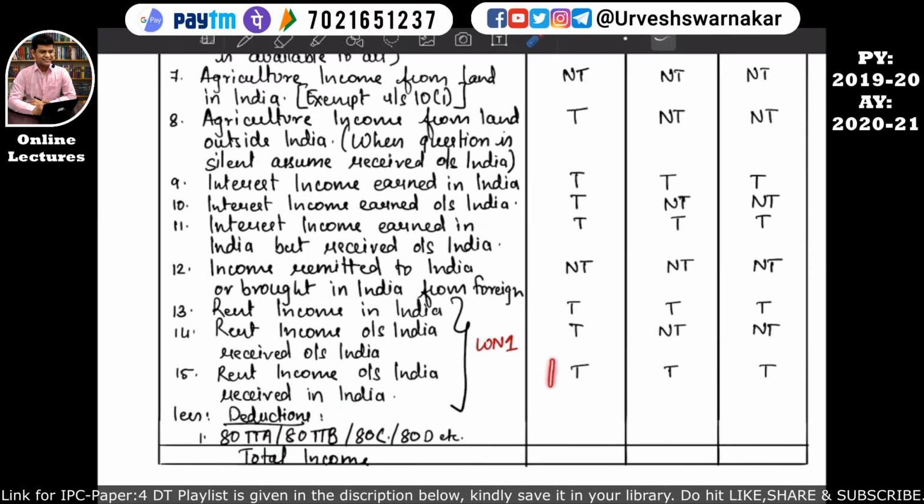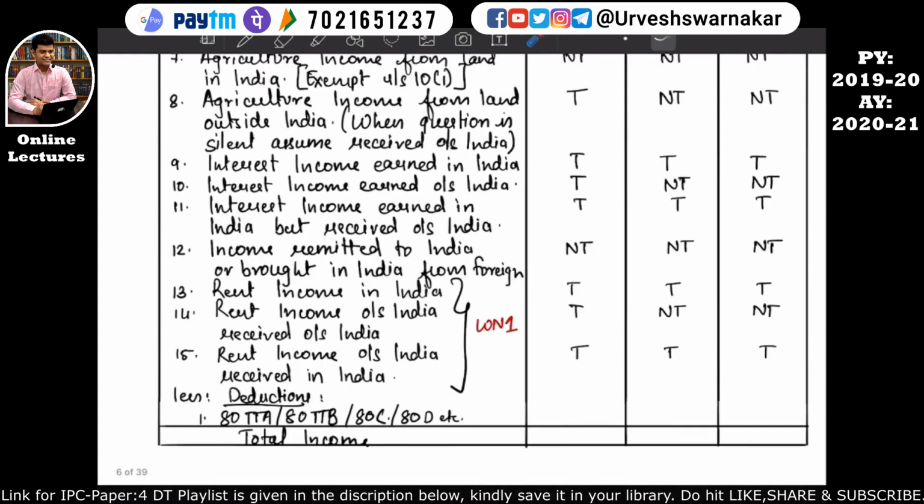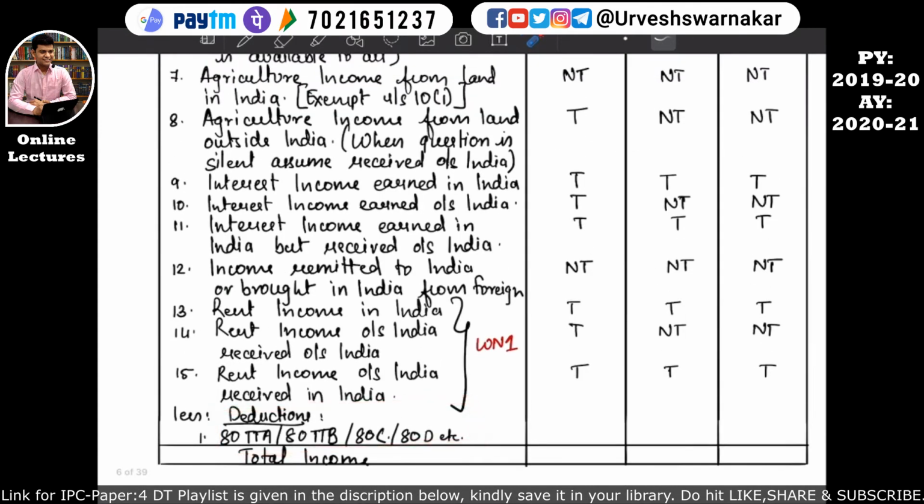That is what is written over here: taxable to all three types of individuals, and whatever the total income will come, it will be further reduced by deduction under chapter 6A. That we will study when we study deduction under chapter 6A. Don't worry about that. But in order to keep this format complete for your last day revision, I have kept this deduction note over here. I hope this is quite clear to you.